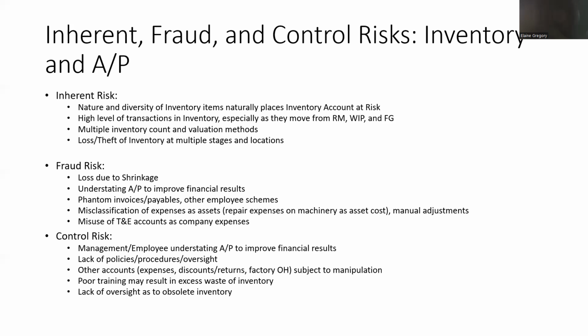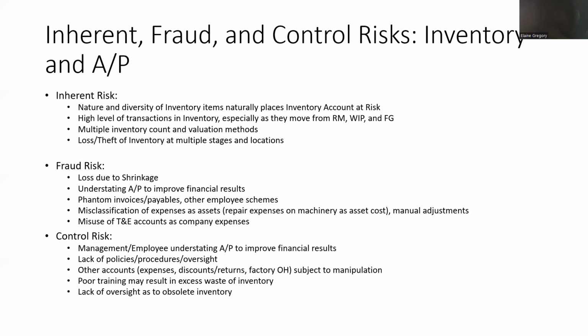The fraud risk could be lost due to unusual shrinkage. There will always be some amount of shrinkage. It comes with the territory. But if that shrinkage starts to pick up a pattern or is unusual in nature, that could be a risk of fraud. The company could be understating accounts payable to improve the financial results. There might be phantom invoices and payables or other employee schemes going on.